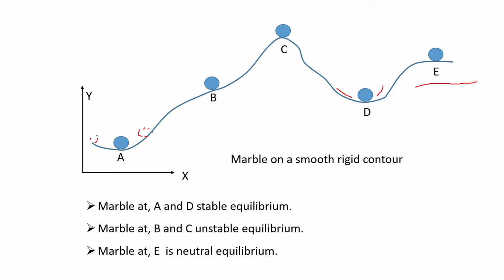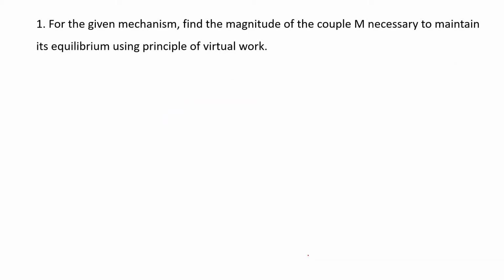So this is how the marble at points A and D is in the stable equilibrium condition. The marble at points B and C is in unstable equilibrium, and the marble at point E is in neutral equilibrium. So already we have seen how the potential energy changes according to its type of equilibrium. Now let us try to solve the problem by applying the procedure, whatever knowledge we have gained till now.